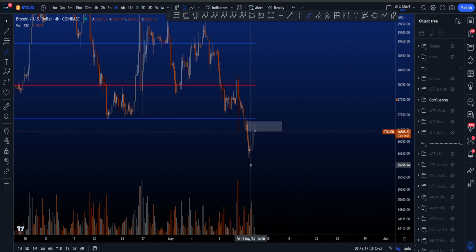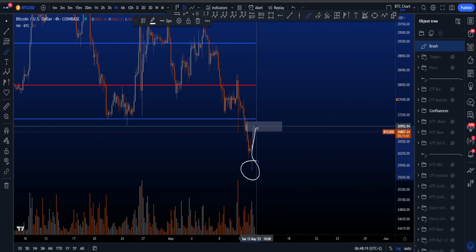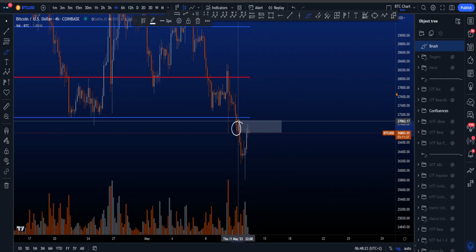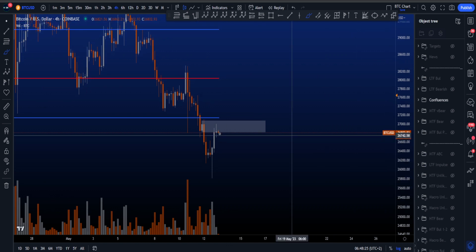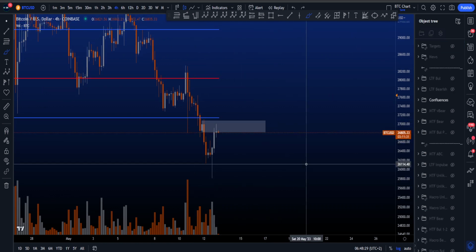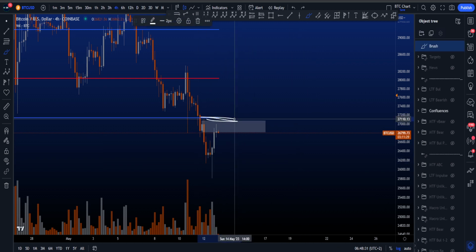And we also, after this wick to the downside and a move to the upside, are now basically hanging against this order block on the 4-hour time frame. So we have a little bit of an order block over here, which can be seen by the white box that I drew, and we have the value area low just above.